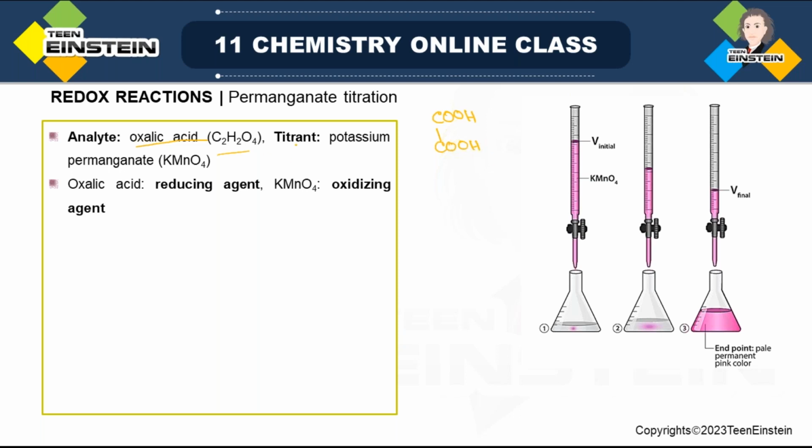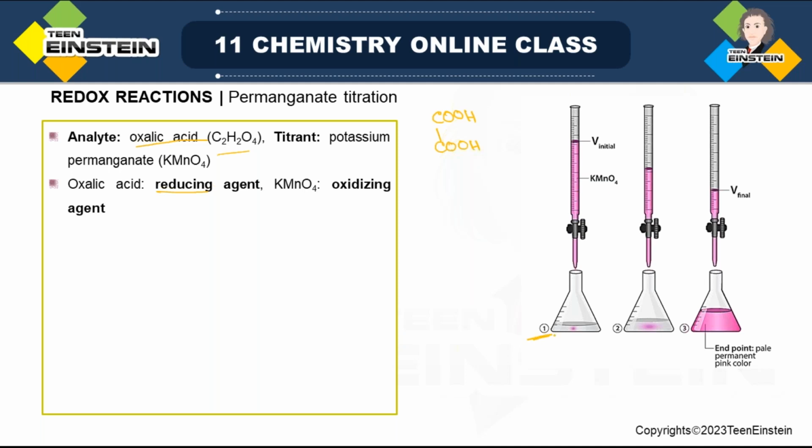Okay. And the titrant is basically KMnO4. That means you know the concentration of KMnO4, you do not know the concentration of oxalic acid. Here oxalic acid is obviously the reducing agent because we know KMnO4 is the oxidizing agent. Remember, it is never a reducing agent, it is always an oxidizing agent. So we will take KMnO4 in the burette, as you can see in the picture.